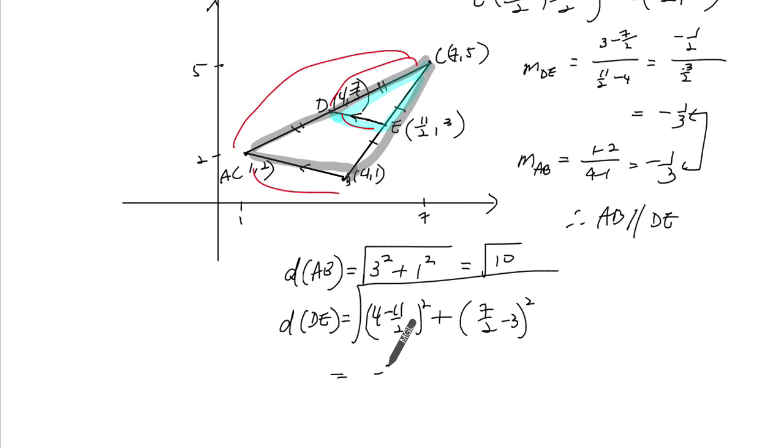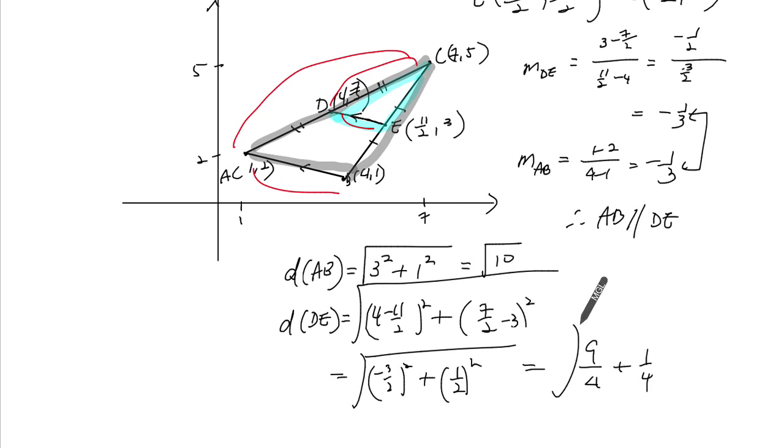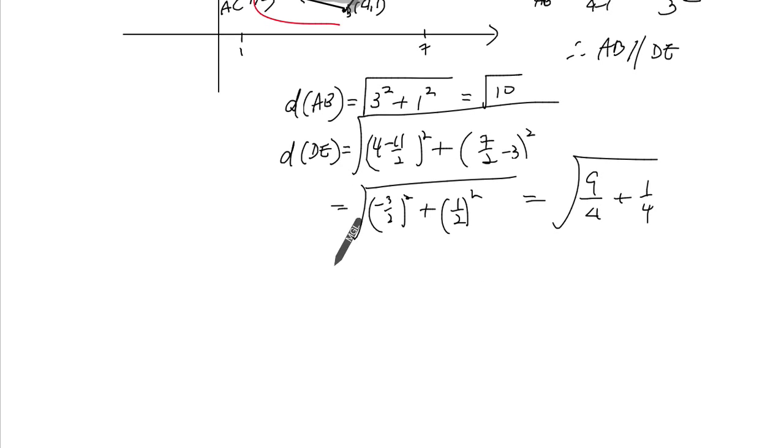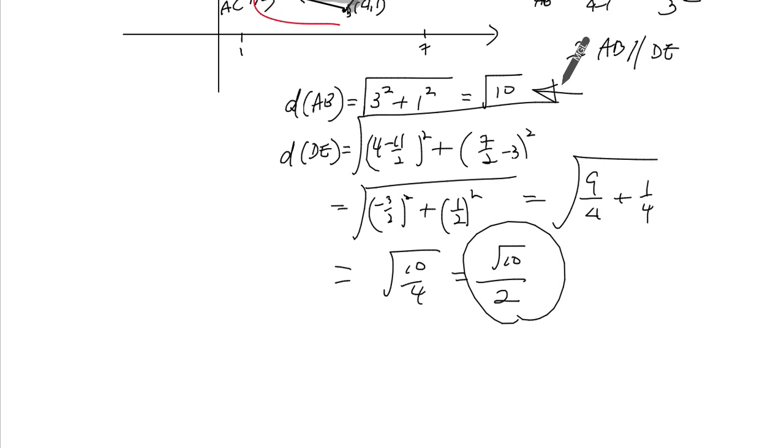That's minus 3 over 2 squared, and this is minus the positive 1 over 2 squared. So you get 9 over 4 plus 1 over 4, which is exactly root 10 over 4, which is root 10 over root of 4, which is root 10 over 2. And you can see that's exactly half the size of root 10.